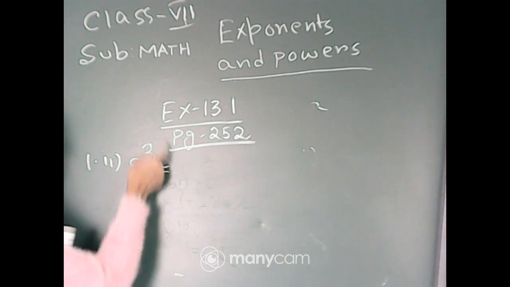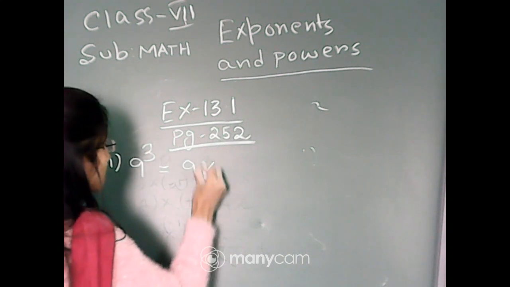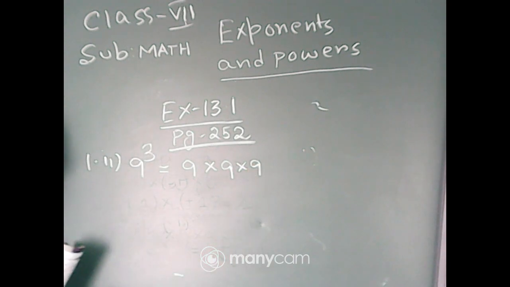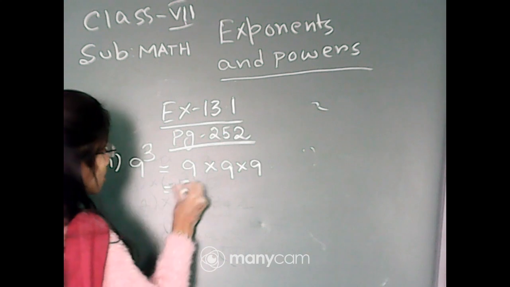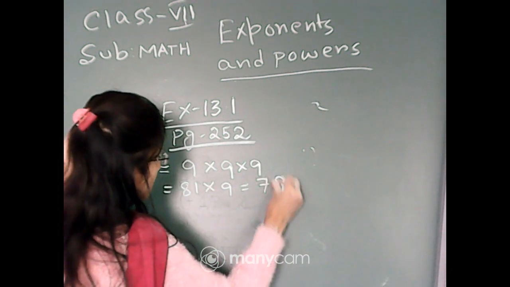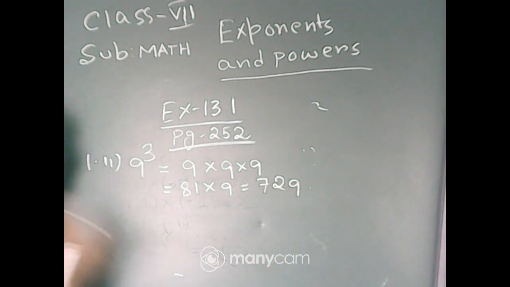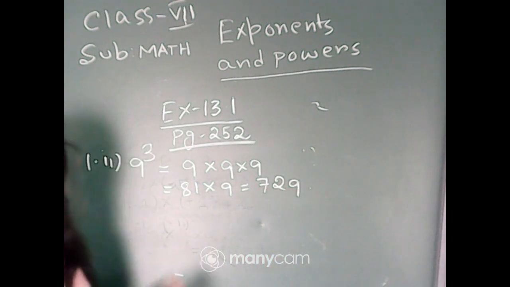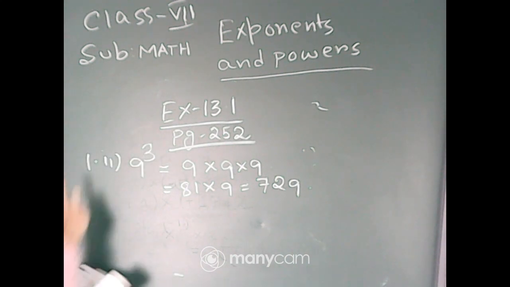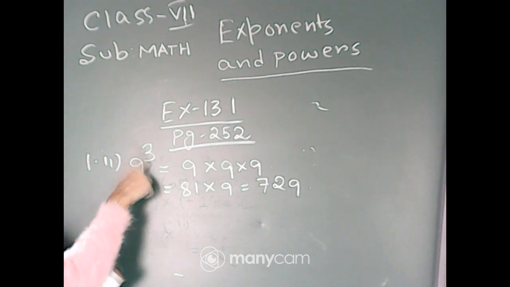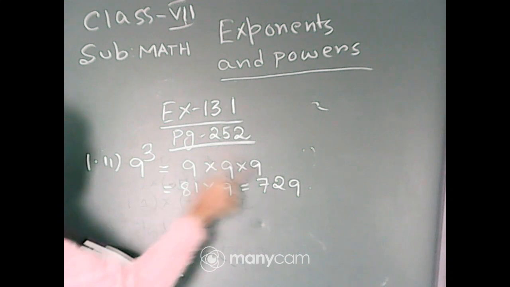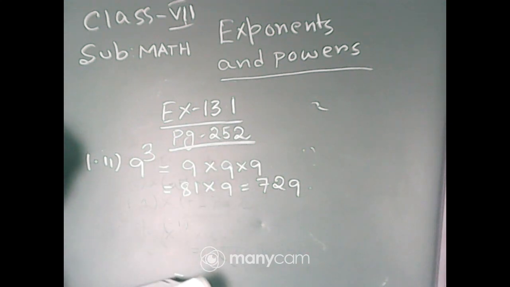Since the power is 3, we write 9 3 times, isn't it? And therefore, this is equal to 81 cross 9, and the answer is 729. Again I repeat, we have to find the value of 9 to the power 3. Here the power is 3, so we write 9 3 times and the value is 729.